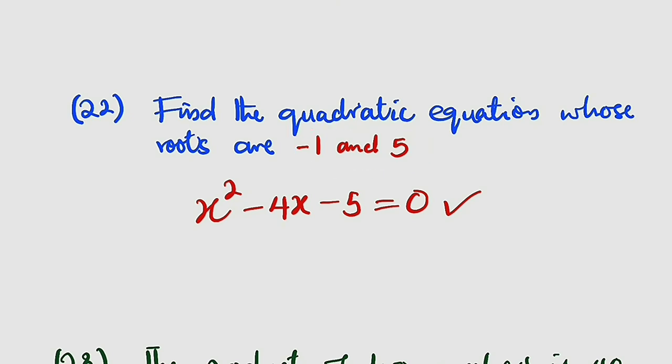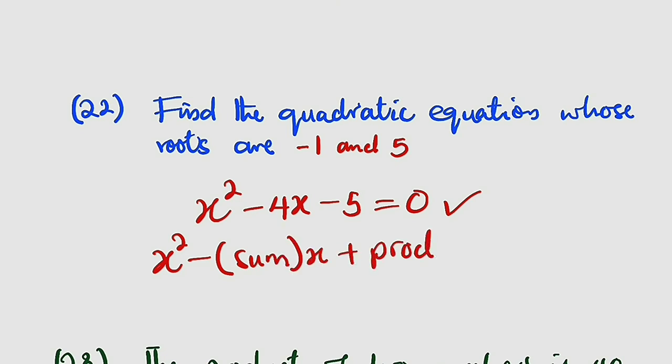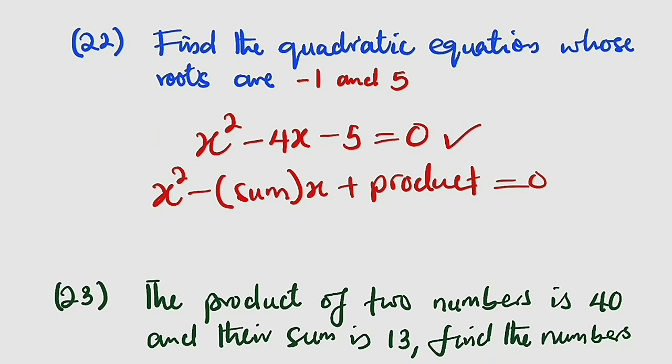But let me just give you the formula. It is x squared minus sum of roots multiplied by x plus product, meaning you should multiply them together. Then you set everything to be equal to 0. And you're good to go.